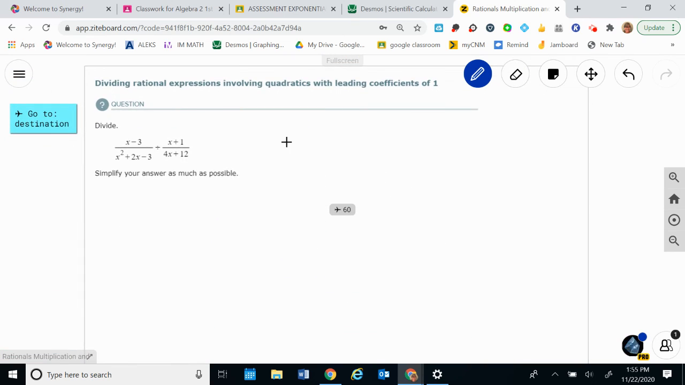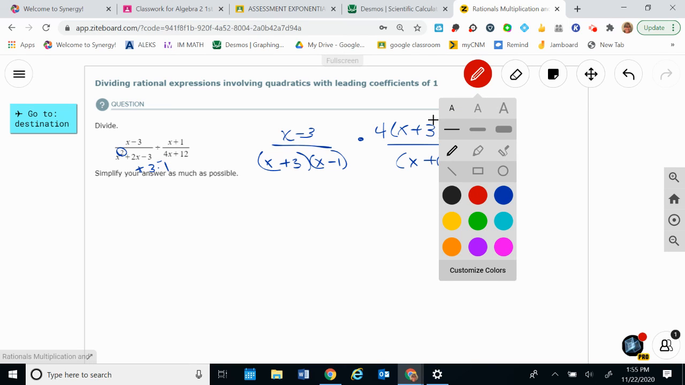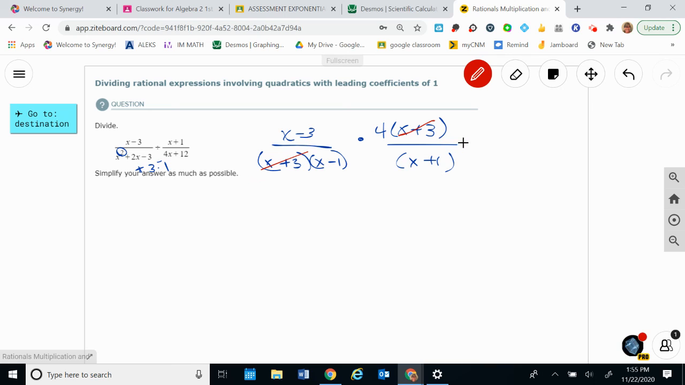All right, next one, x minus 3. Notice it's quadratic. We're going to factor it, x and x. 3 and 1, plus 3 minus 1 will get me to a plus 2. Times, flip it, factor it, 4 times x plus 3. That's this one, over x plus 1. And now we can cancel anything that cancels. So x plus 3 cancels with x plus 3, and that's it. So it's 4 times x minus 3, put it in a quantity. And then we get x minus 1 times x plus 1.